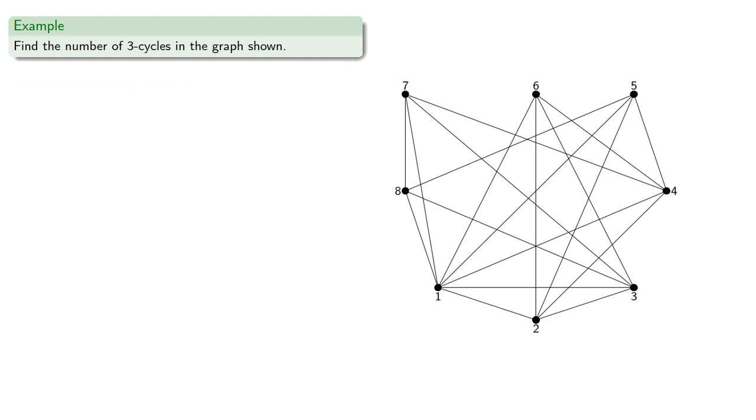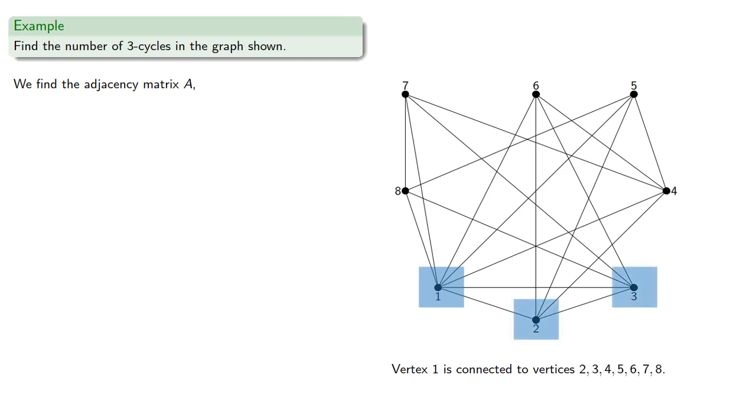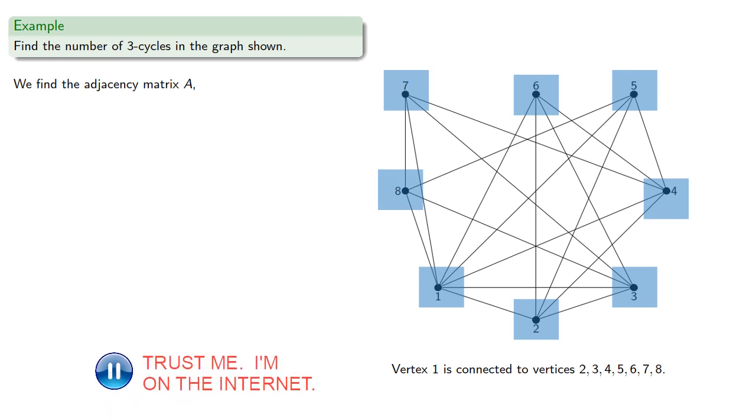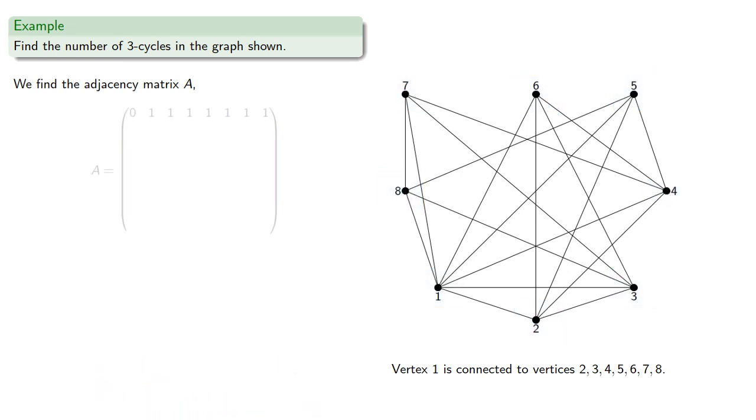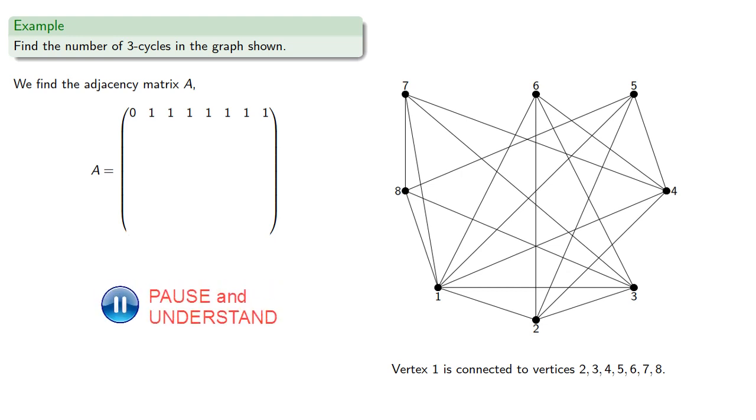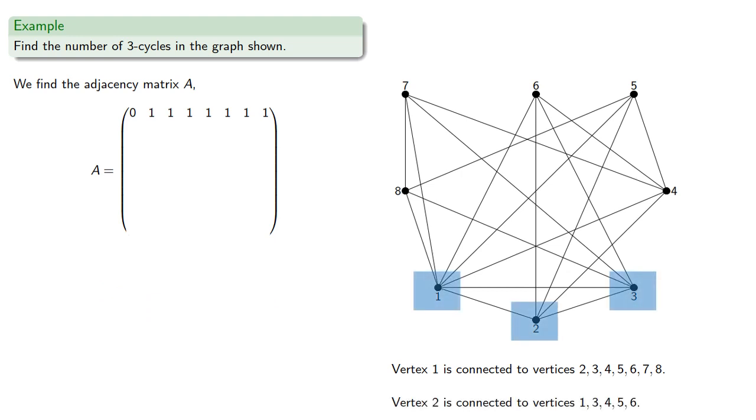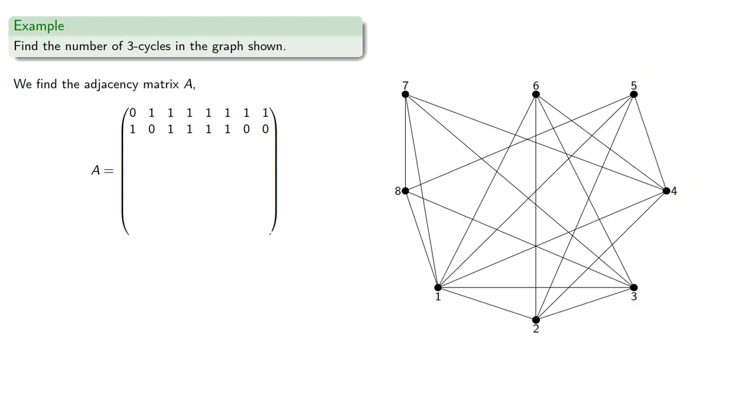So we find the adjacency matrix. Vertex 1 is connected to vertices 2, 3, 4, 5, 6, 7, and 8, which gives us the first row of our adjacency matrix. Vertex 2 is connected to vertices 1, 3, 4, 5, and 6, which gives us the second row of the adjacency matrix. And we can find the remaining rows of the adjacency matrix.